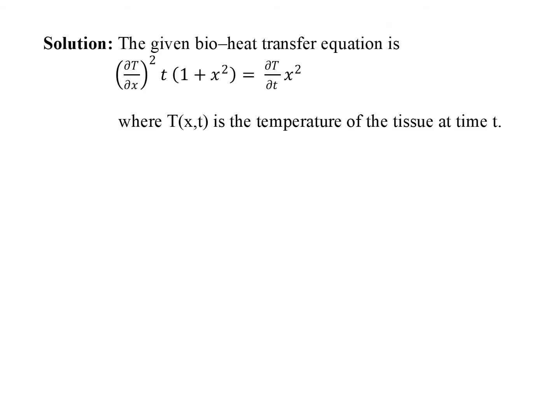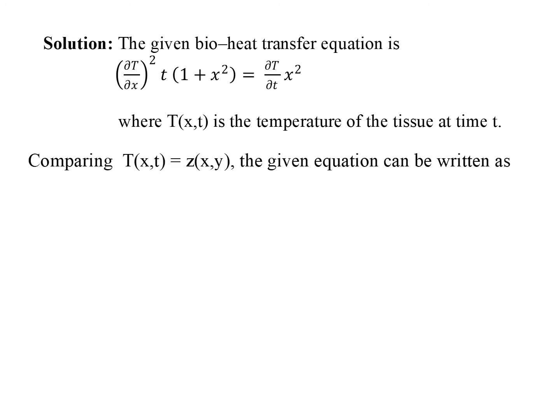Let us now move on to solve that bioheat transfer equation through our partial differential techniques. So look at this equation: (dT/dx) whole squared into (1 plus x squared) equal to (dT/dt) into x squared. Here capital T represents the temperature of the tissue at time t. Let us compare this with our original notation z of x comma y, because we are very comfortable using our usual notation of small p and small q.